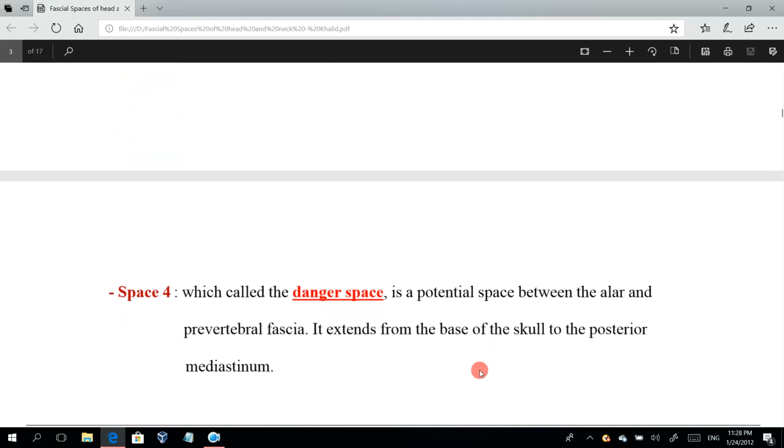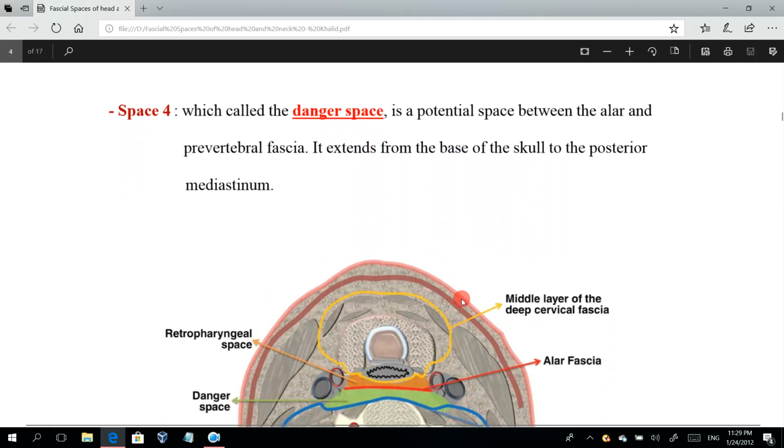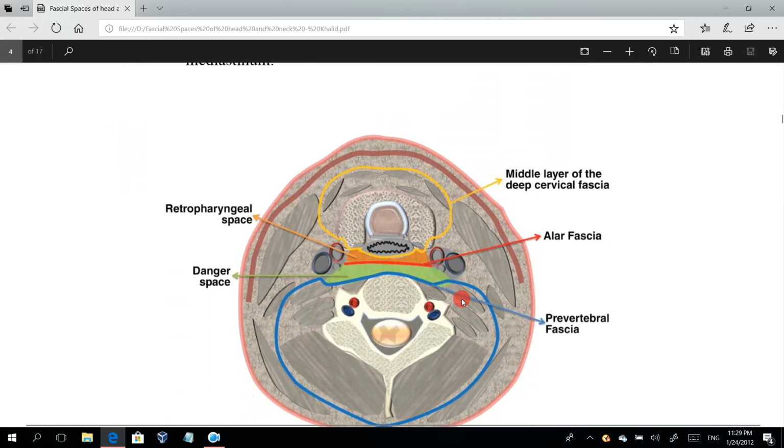And space 4, which is called the danger space, is a potential space between the alar and prevertebral fascia. It extends from the base of the skull to the posterior mediastinum. I will show you in this picture the presence of these.